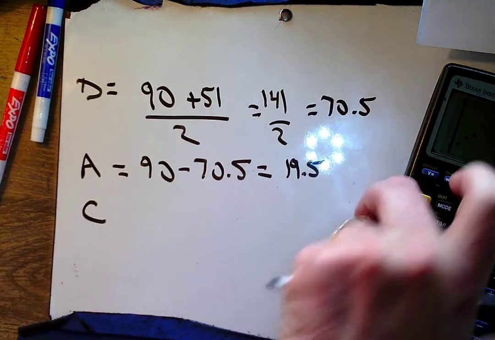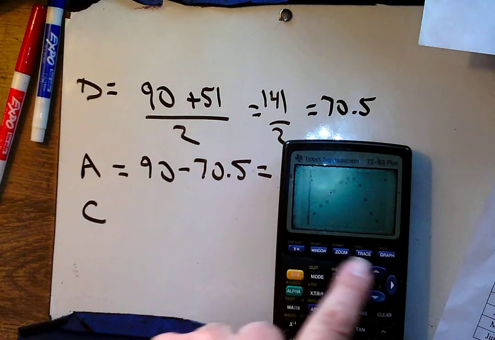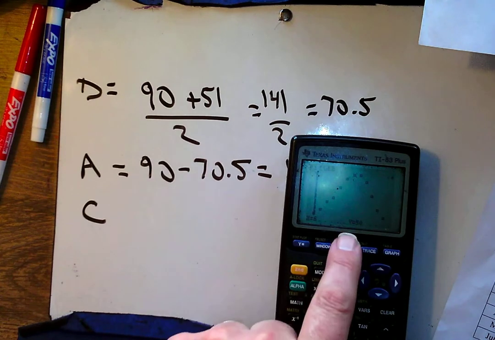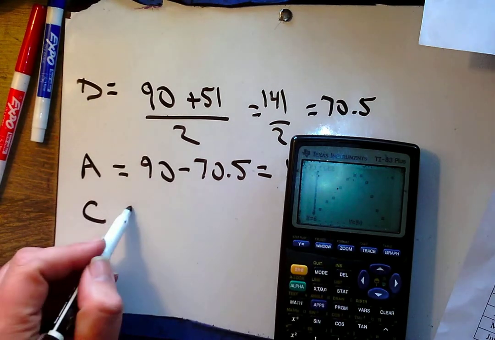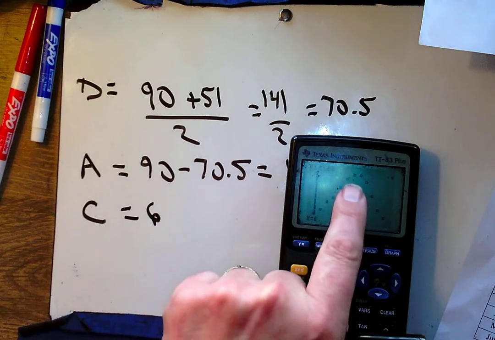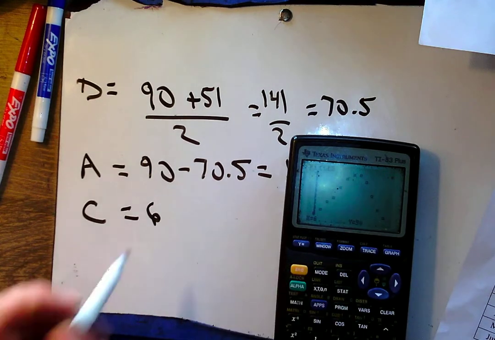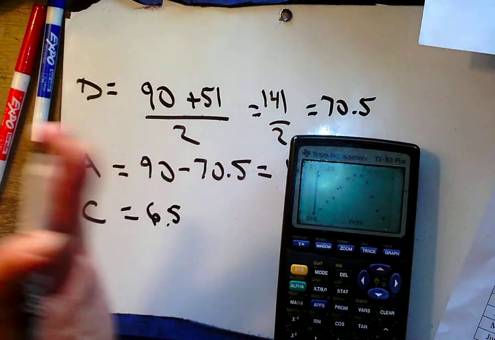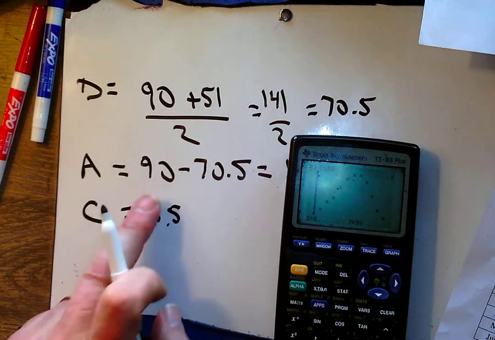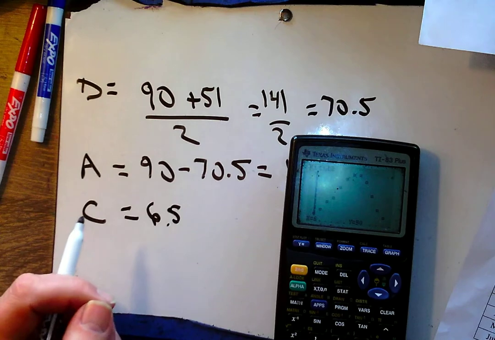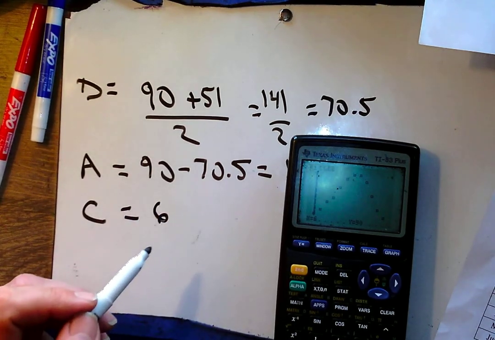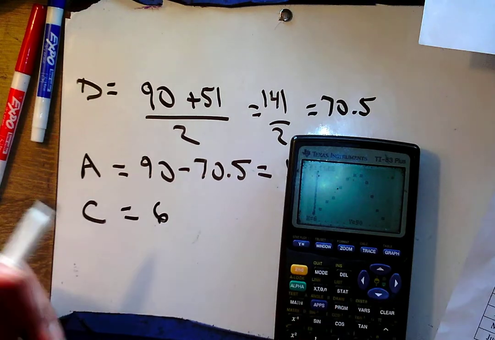My c value, I'm going to use trace to that, and I see 6. You know, since both of these are 90, maybe I actually want to do 6.5. But remember, this graph is sort of leaning to the right already, so maybe I'll actually want 5.5. So I'll go back to 6, and we'll think about pushing one way or the other.